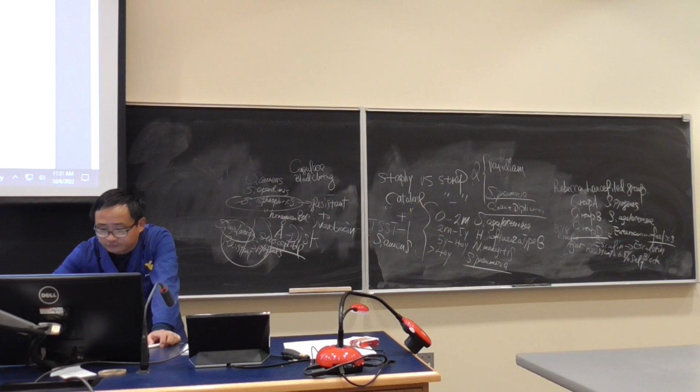Catalase test negative, gram-positive cocci. When you see this, it's Streptococcus. Belonging to immunological group A. Okay, that's easy. Streptococcus pyogenes. It's group A streptococcus, and susceptible to bacitracin. Bacitracin, which is the A disc.